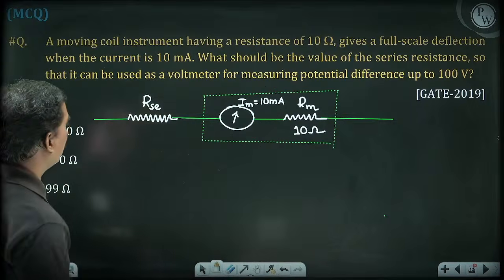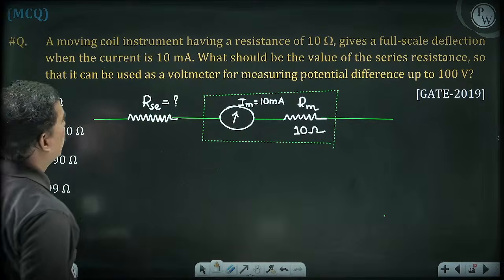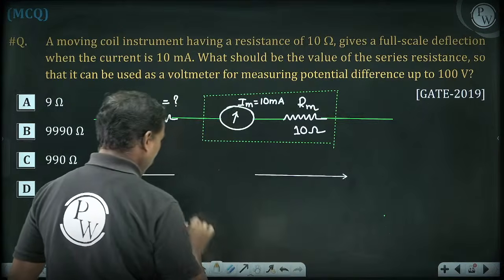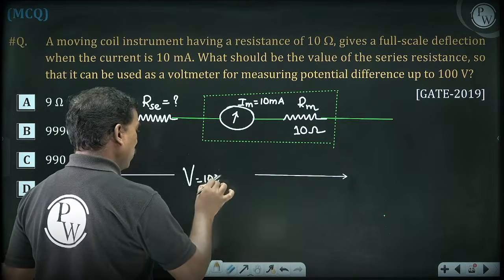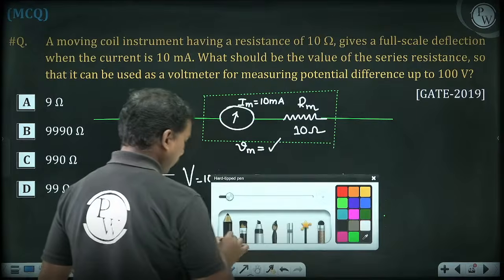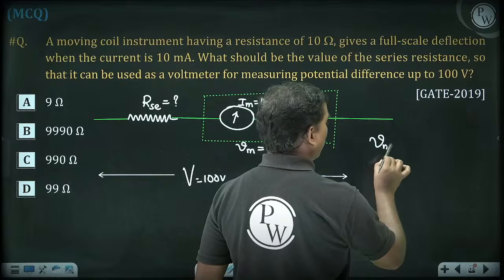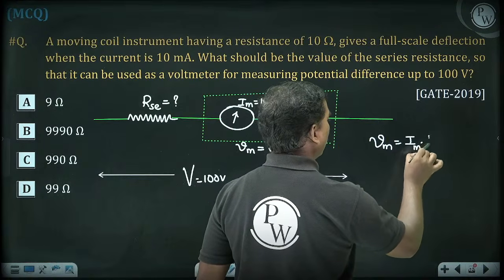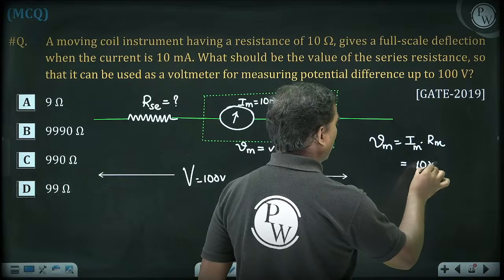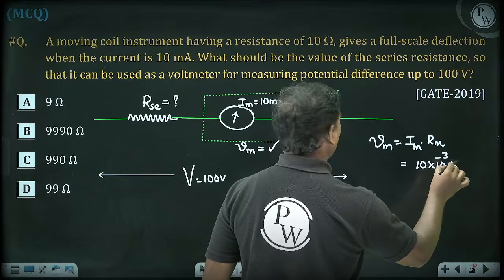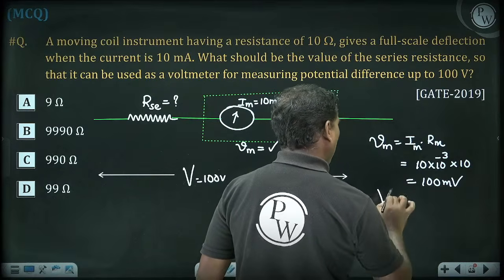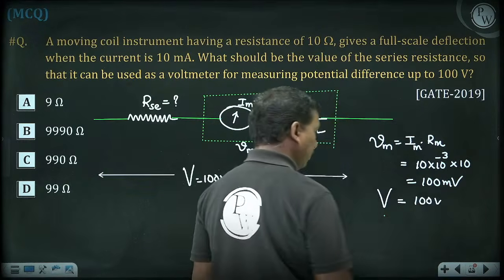What should be the value of series resistance, it is asking, so that it can be used to extend the range of voltage up to 100 volts. So this V is equal to 100 volts and this is the Vm. So what is the Vm we have to find? Vm is equal to Im into Rm. Im is 10 milliamperes, 10 into 10 power minus 3, and Rm is equal to 10. So that means 100 millivolts. And the capital V is equal to 100 volts.